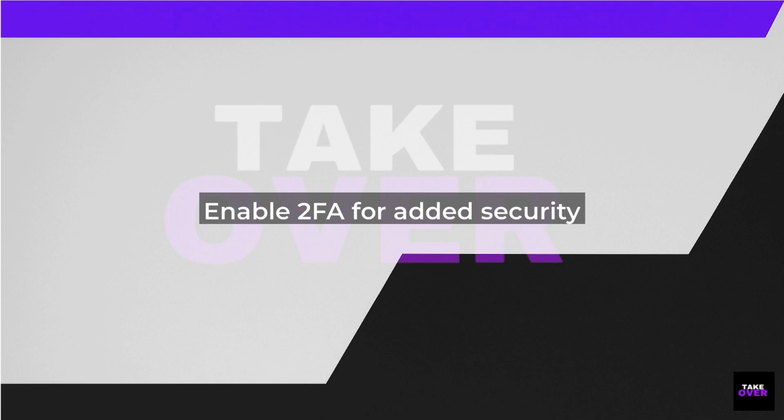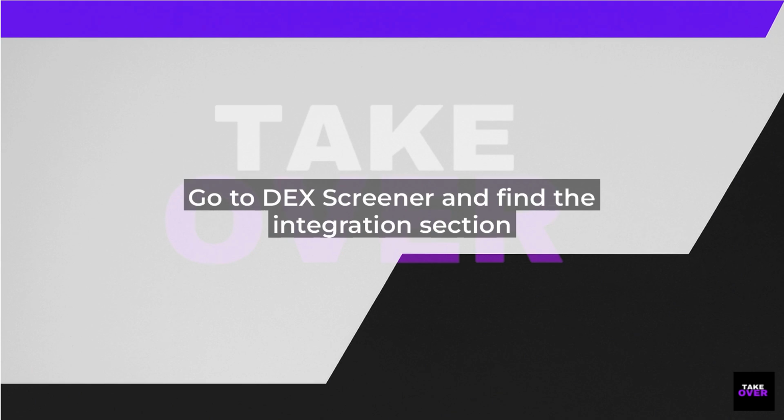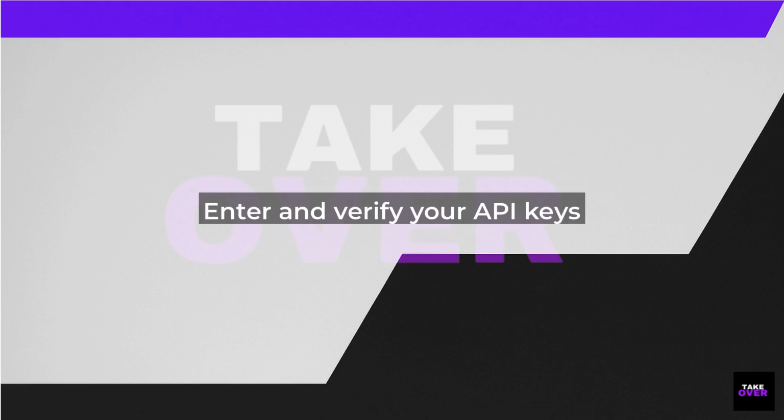Now, hop over to the DEX Screener website. Look for the Connect Wallet or API Integration option in the Settings menu. Paste your Binance API key and secret key into the designated fields. Hit Connect and DEX Screener will verify the link. If everything's set up right, you'll see your Binance data pop up, showing live DEX activity.